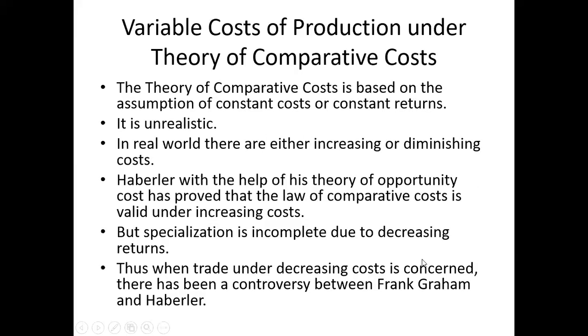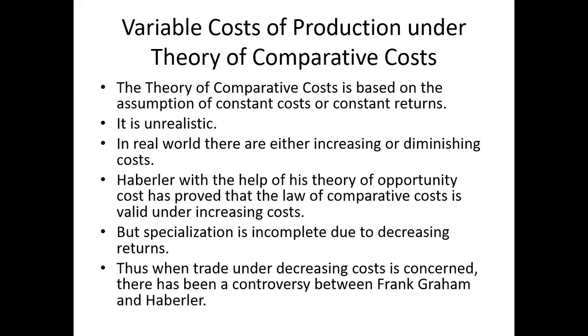In continuation of the refinement of the comparative cost theory in terms of money costs, now we are going to discuss the refinement of the comparative cost theory under the variable cost of production. The classical theory of comparative cost is based on the assumption of constant cost or constant returns. But this is an unrealistic assumption because the real world is characterized by either increasing cost or diminishing cost.